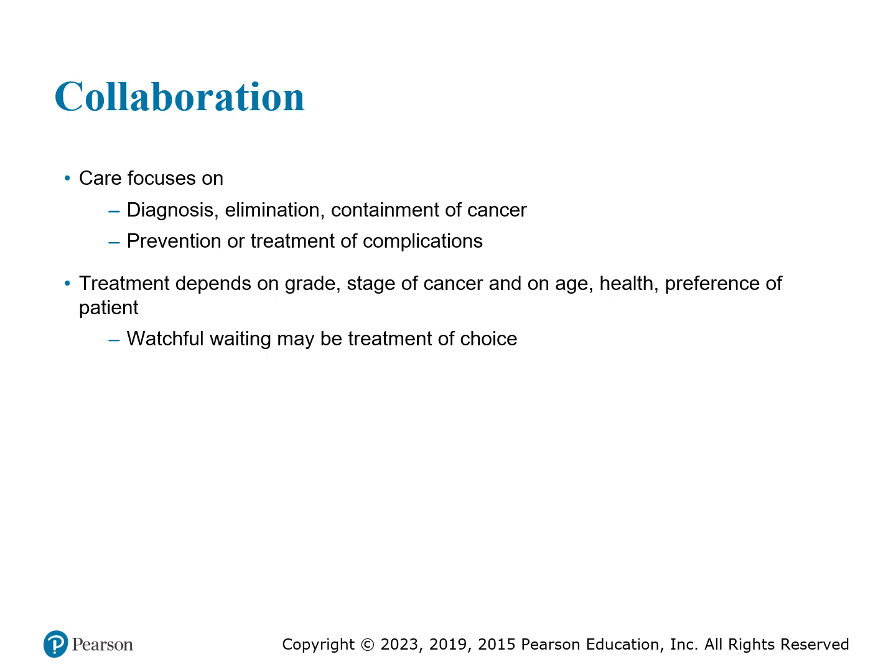Care of the patient with prostate cancer focuses on diagnosis, elimination, or containment of the cancer and prevention or treatment of complications. Early detection remains a major emphasis for control of prostate cancer. The treatment of prostate cancer depends on the grade and stage of the cancer as well as on the age, general health, and preference of the patient. Sometimes when the patient has a slow-growing tumor and is older or has a limited life expectancy, watchful waiting is the treatment of choice. Treatments for prostate cancer include surgery, radiation therapy, and hormone manipulation.